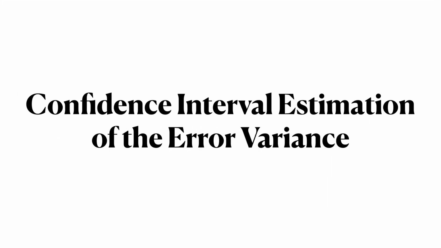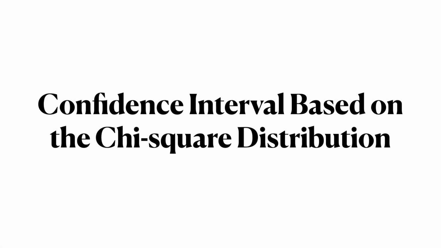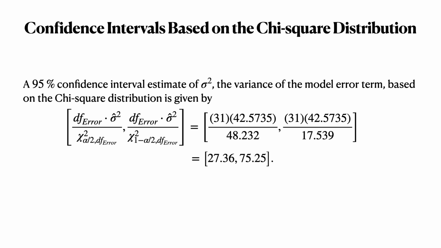Now we're going to construct confidence interval estimates of the model error variance. The first interval is going to be based on the chi-square distribution, which, if the model assumptions are true, is the true sampling distribution of the estimator of the error variance, sigma hat squared. A 95% confidence interval estimate of sigma squared, the variance of the model error term, based on the chi-square distribution, is given by the following construction.